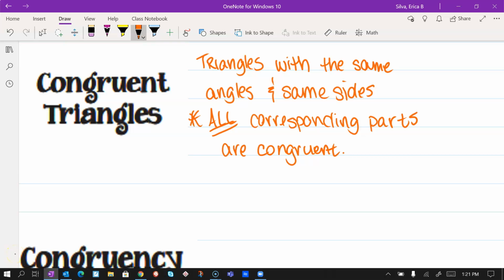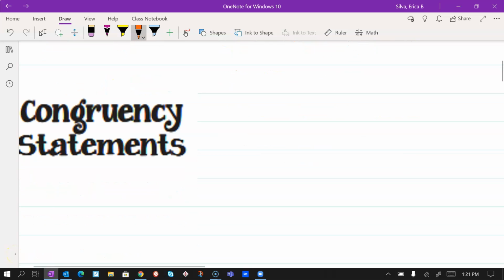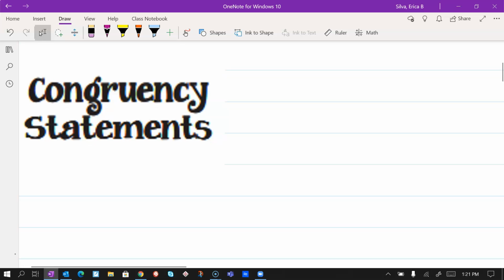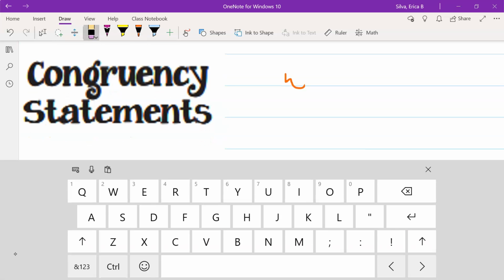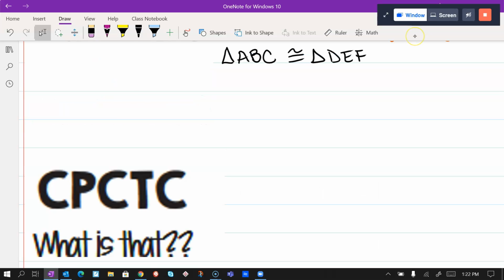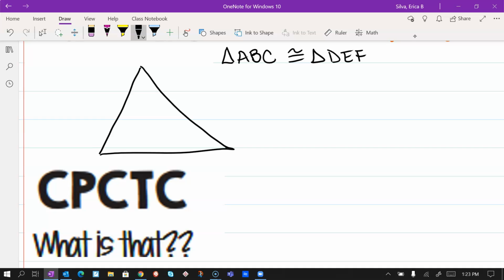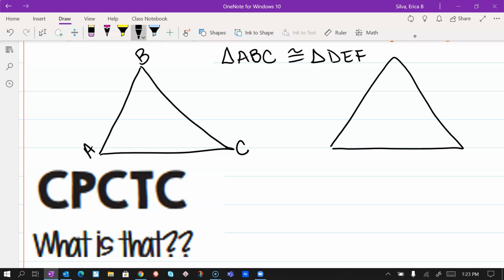If we have congruent triangles, we're going to write some congruency statements. And when we write congruency statements, we use... so we're going to sketch these two triangles. This is going to be A, B, and C. And we'll call this D.